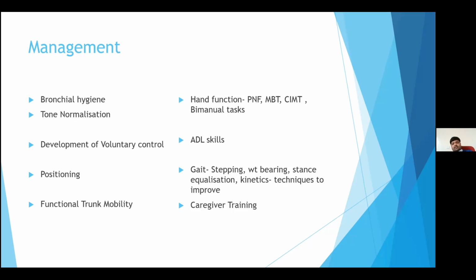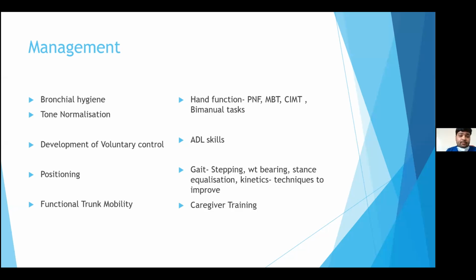This is a modified CIMT, so that the exact prescription for CIMT includes tying for around 5 to 6 hours for 6 weeks, which sometimes is not feasible, because I have had patients whose caregivers have tied them with a crepe bandage and then they've developed ischemia of the hand. So it's best to give this technique only when you can supervise adequately. And then you also focus on bimanual tasks and reaching activities.